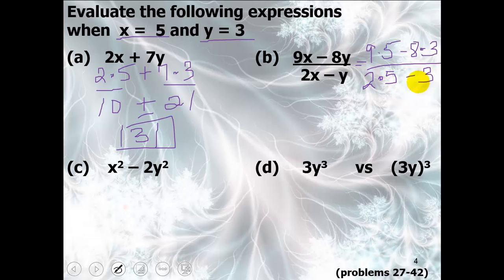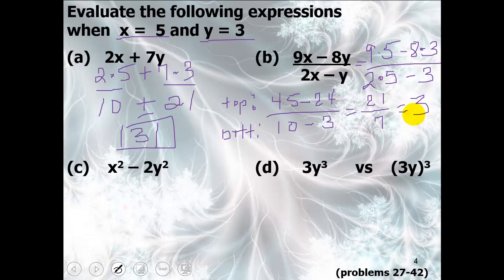Now, focus on the top. Do the top first. All right, we have to do multiplication first. So we have 9 times 5 is 45 minus 24. Now, simplify the bottom. 2 times 5 is 10 minus 3. Okay? Now, 45 minus 24 is 21, and 10 minus 3 is 7, and now that's an easy division. The answer is 3. Okay?